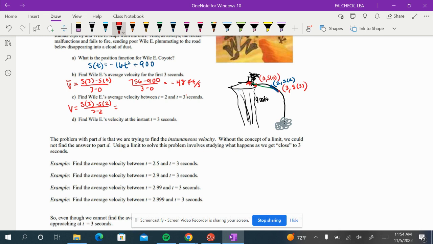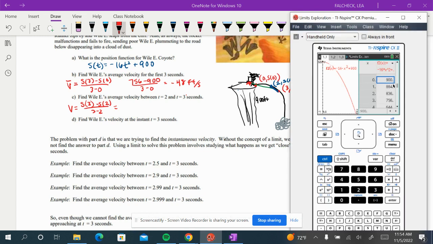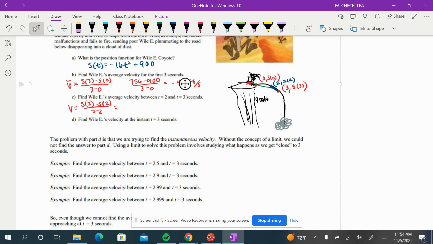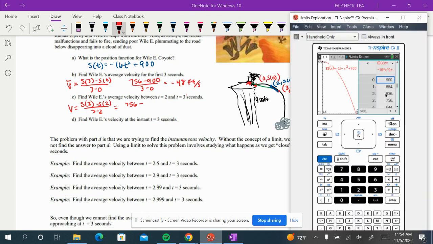So you go ahead and pull up the table and look. So s of 2 is going to be 836. So now we're going to have s of 2 is 836, s of 3 is 756. So we would do 756 minus, what was the second one?